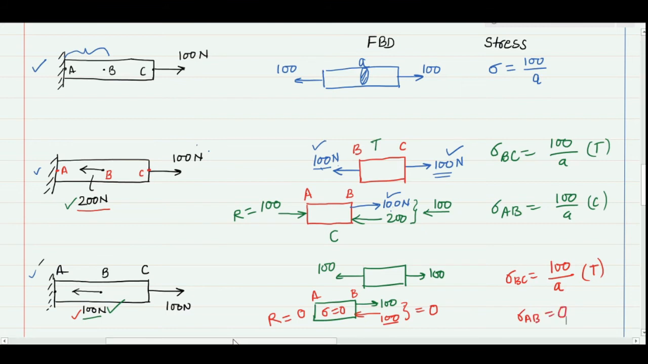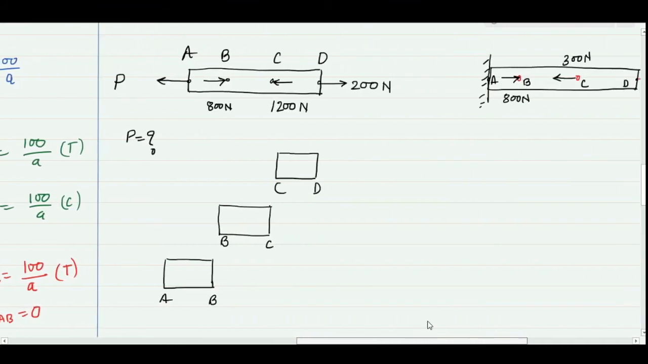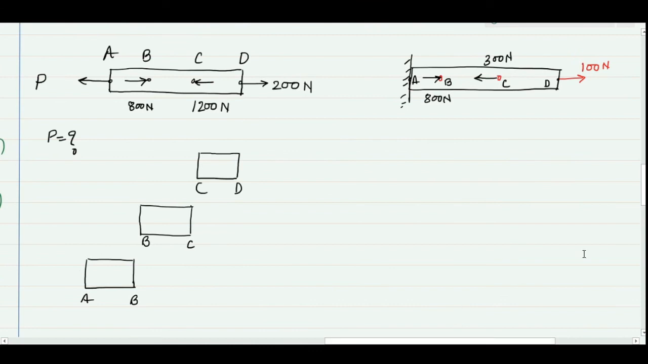To reinforce the same concept, let's do two more problems. Here we are having three sections AB, BC and CD. We are applying forces 200, 1200, 800, and P is unknown. We have to find P so that the system remains in static equilibrium. Here also we have to make the free body diagram. And we know that from our conventional method, we should start from a free end where a known force is there. So we can start from this D section where we are having 200 Newton.